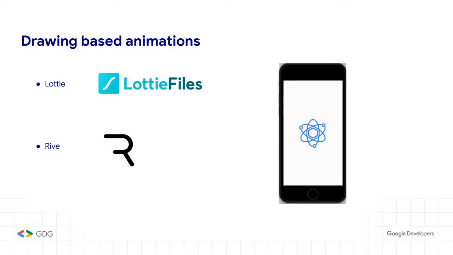The second type of animation in Flutter is called drawing based animations. We have two packages here. These are third party packages. Like I said, these are drawn by a third party and have also been animated by them. So these files exist on the internet and we just import them into our application. The two common ones are Lottie files and Rive files. This kind of animation can be used to perform high level animations.